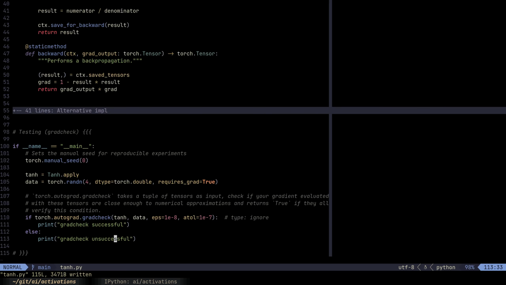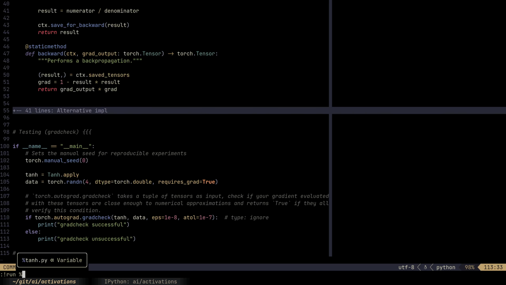For testing, we have this simple test. Of course, in production, we would have a lot more tests, right? But for a simple test, we can do a grad check. So we're going to use this torch.autograd.gradcheck utility function provided by PyTorch. What that does is compare our gradient approximations to the numerical approximations. And if they're close enough, we're going to say grad check successful. Otherwise, the grad check was unsuccessful.